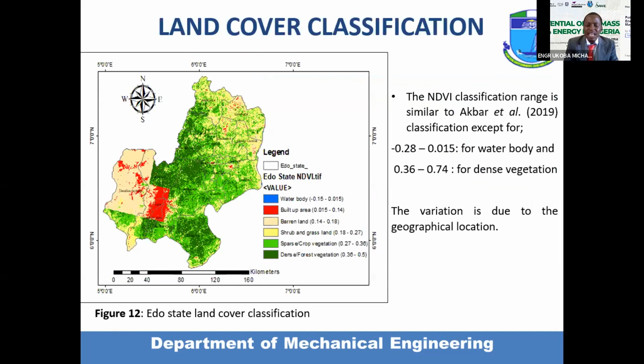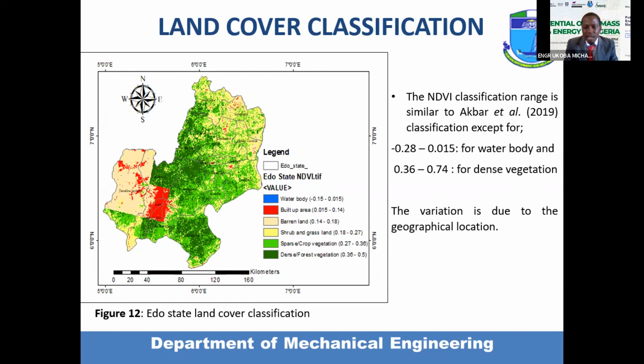This classification is similar to the classification carried out by Akamba in 2019, but it varies for the initial values, which are that of the water body and the dense vegetation. The difference in variation is due to the geographical location of this place. A particular geographical location may not have as much forest as others, and as such, for every location, the initial and the final value must always vary. That shows the difference in the features of those locations.